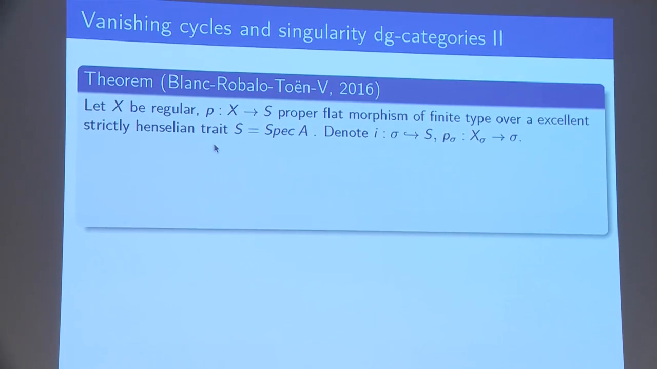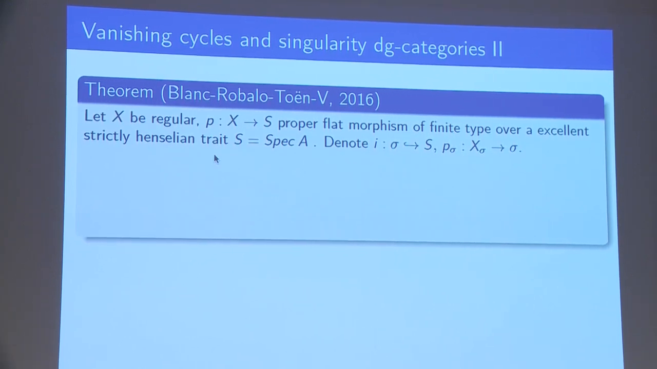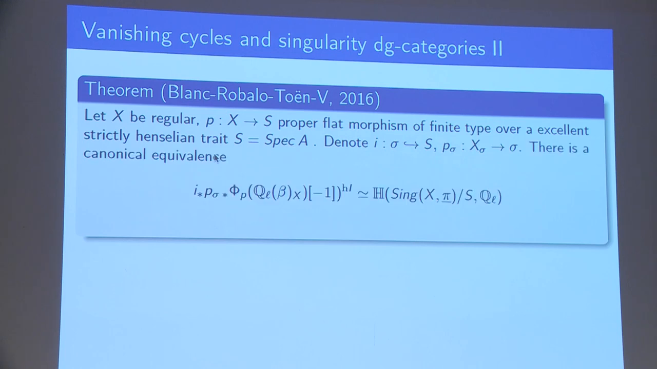And the theorem that Marco explained this morning is that if you take X regular, P proper and flat of finite type, and the base is strictly Henselian and excellent, then, denoting sigma i the closed point inside the base and P sigma the projection from the base change to the closed point, there is a canonical equivalence. On the left hand side there are vanishing cycles, two-periodized, shifted by one, with invariants under the inertia. And on the right hand side you have the ell-adic realization, or ell-adic cohomology, of the singularity category.